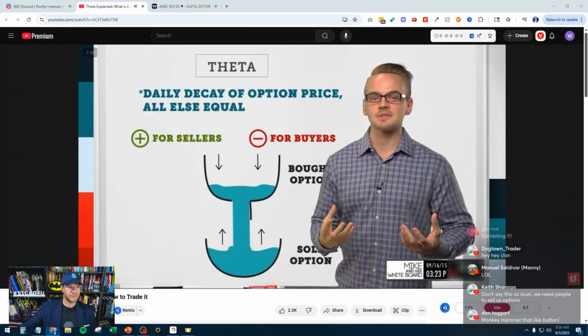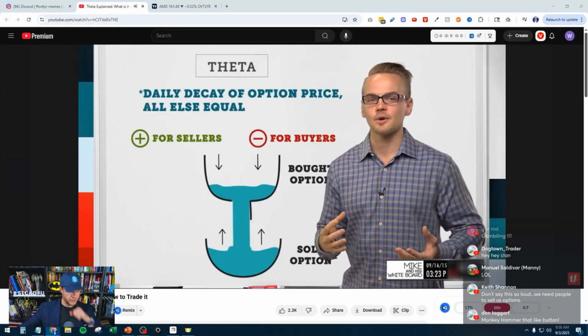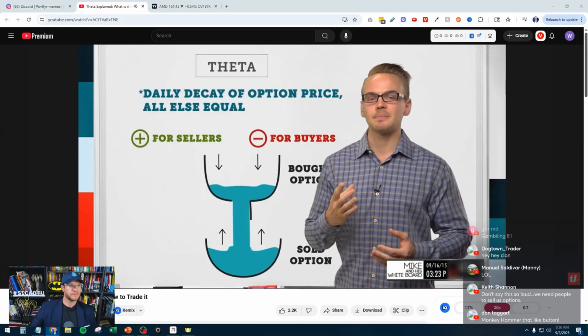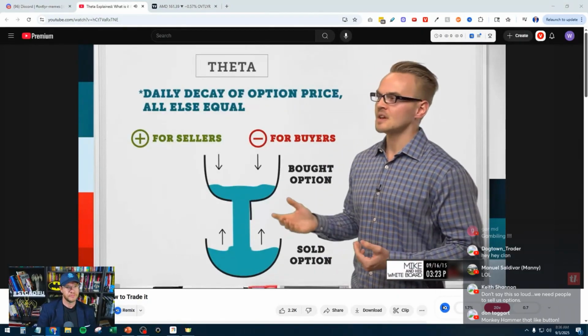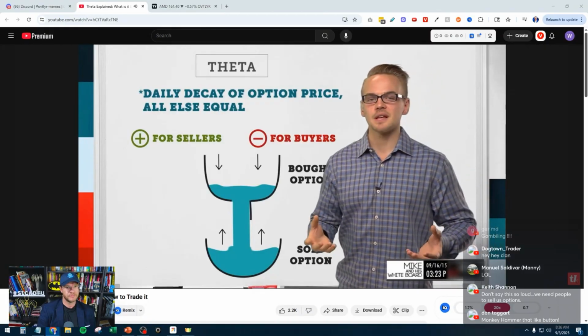And bad for option buyers. And that's basically the case for any type of trade. Even if I'm buying a debit spread, Theta is still going to be working against me. So that's why we like to stick to premium selling opportunities.